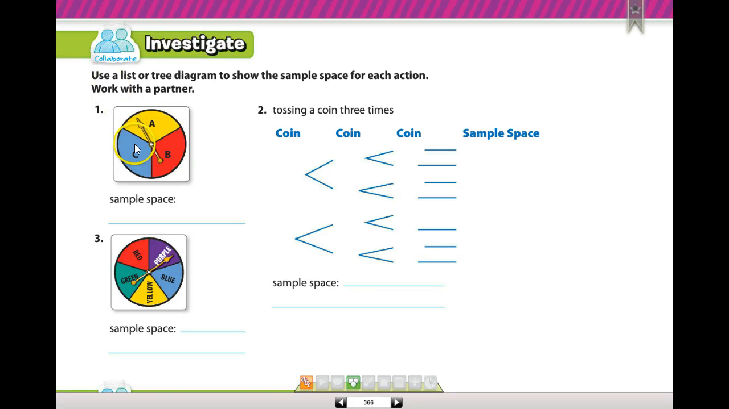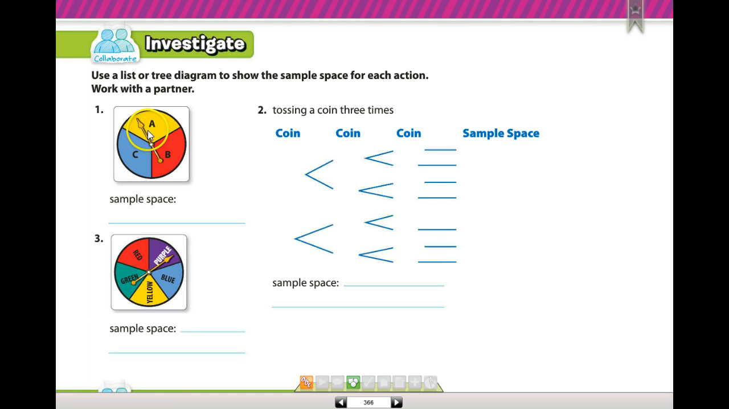Now, here we have a spinner. The spinner is divided into 3 sections, as we can see here. So my sample space would be the list of all the possible outcomes. If I spin that spinner, what can I get? We can either spin in the yellow section, in the red, or in the blue. Since they're all the same size, we have an even chance of getting any one of those 3. So we can spin yellow, red, or blue.